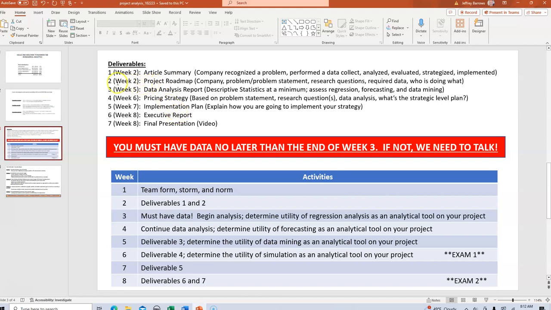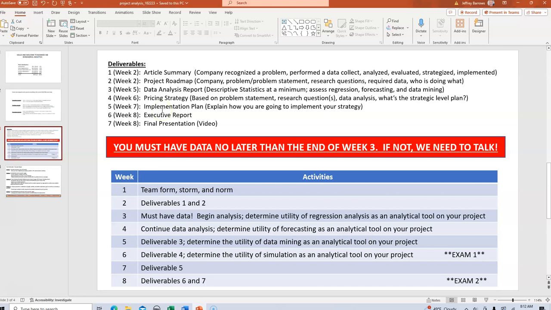And then during week 2, there's a second submittal, and that's really the project roadmap. That's discussed in the rubric. And then I'm also going to show you a template that I've put together for you that I think will be helpful as you start collecting all this data for your analysis, your strategy and implementation.